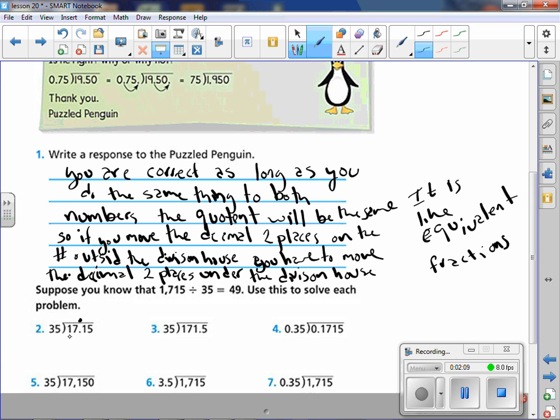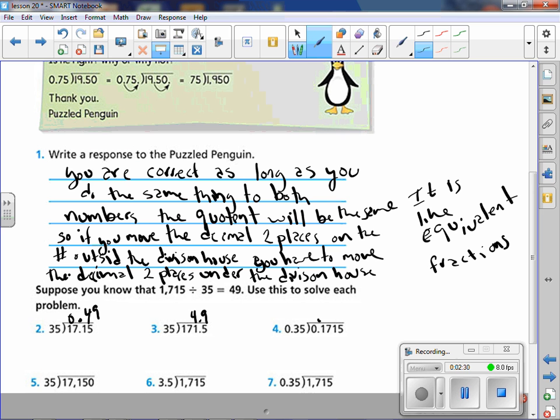17, right? 35 won't go into there, so you're going to put our 0. And then we know that the 49 has to go after the 0, right? After that decimal. So each time I'm just going to bring my decimal up, and then I'm going to think about what I already know. Well, will 35 go into 171? Yes. So my 4 actually goes here, and my 9 goes to the back.